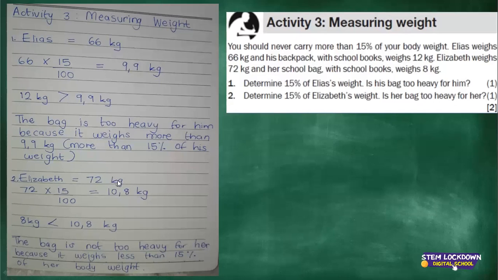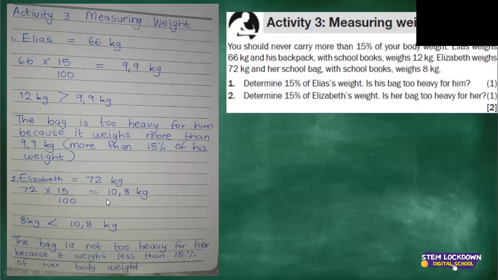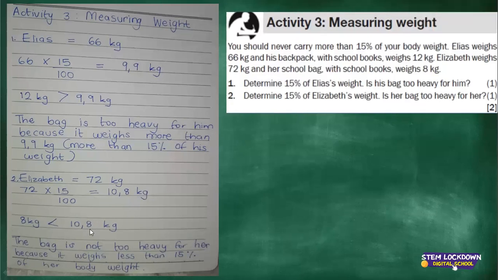We go on the same way we answered the question about Elias. Elizabeth's weight is 72 kilograms. 72 multiplied by 15% is equal to 10.8 kilograms. 10.8 kilograms is bigger than 8 kilograms. So her bag is only 8 kilograms, which is less than 15% of her body weight. So that means the bag is not too heavy for her because it weighs less than 15% of her body weight.